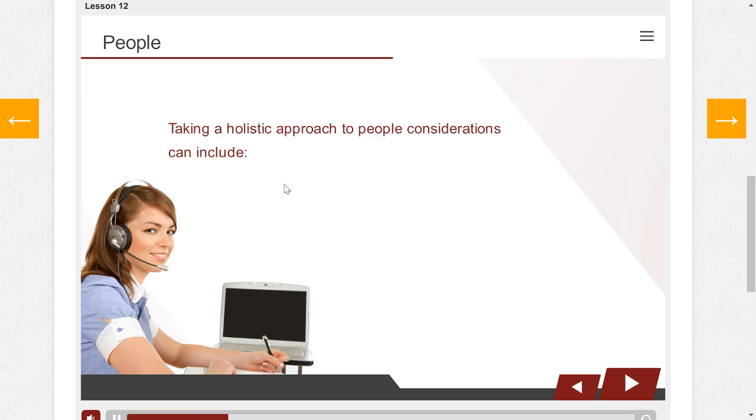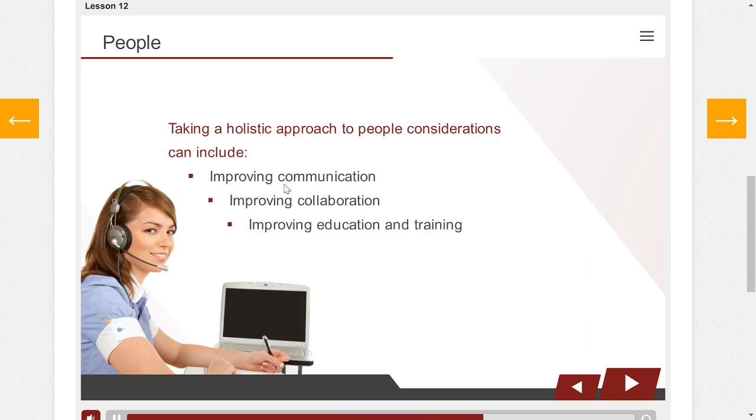Taking a holistic approach to people considerations can include improving communication, improving collaboration, improving education and training, and providing opportunities for cross-training.